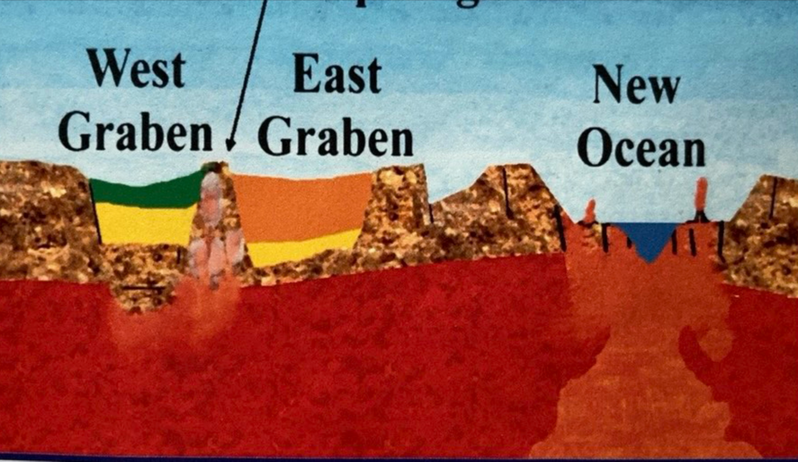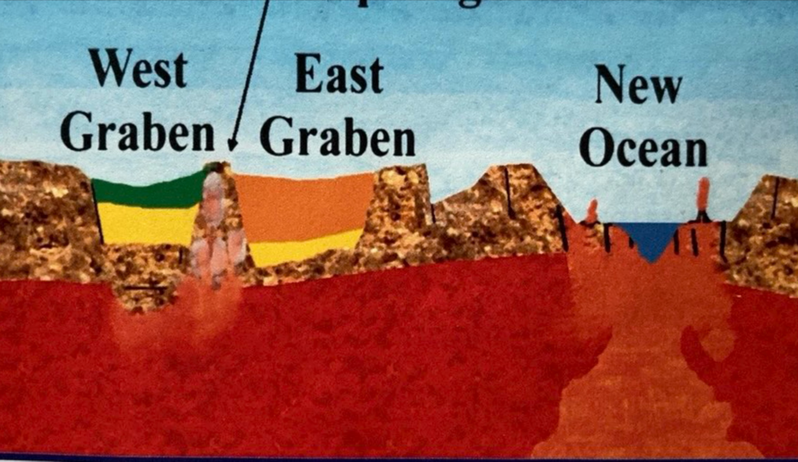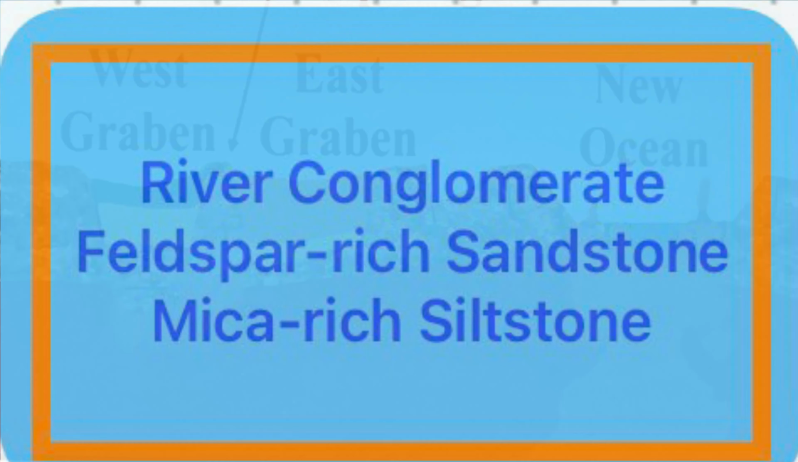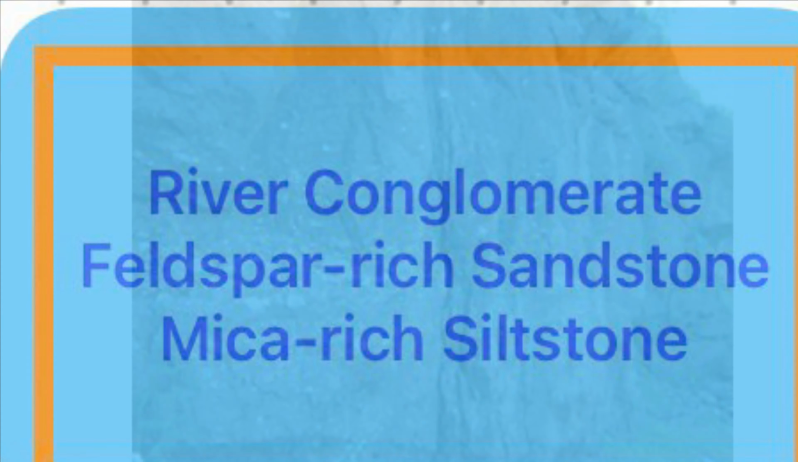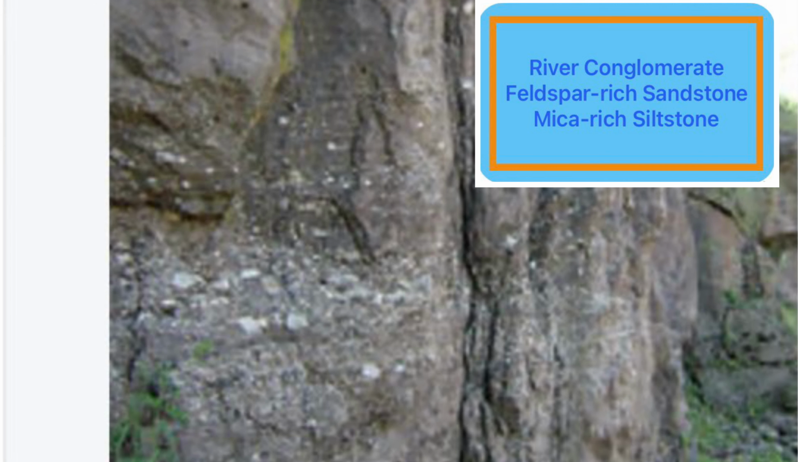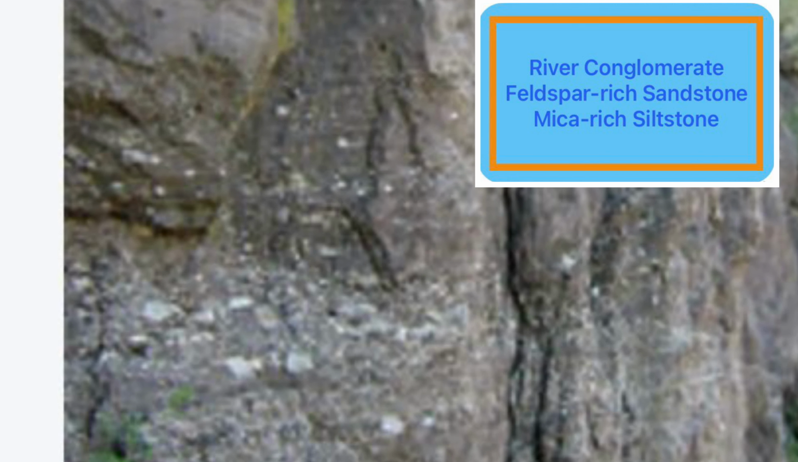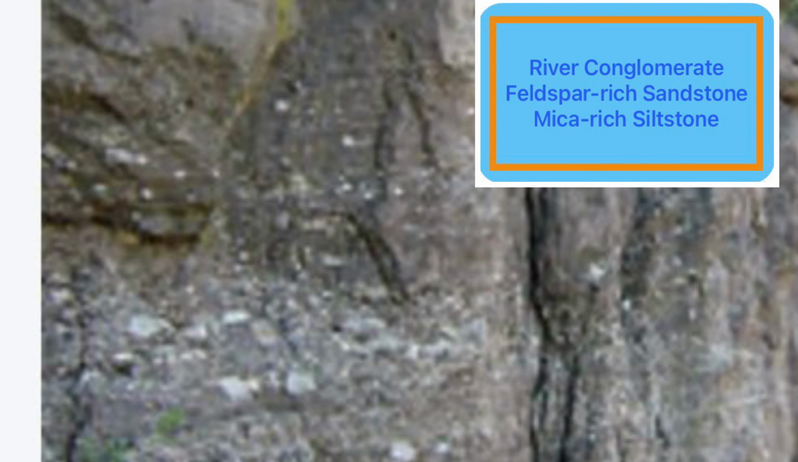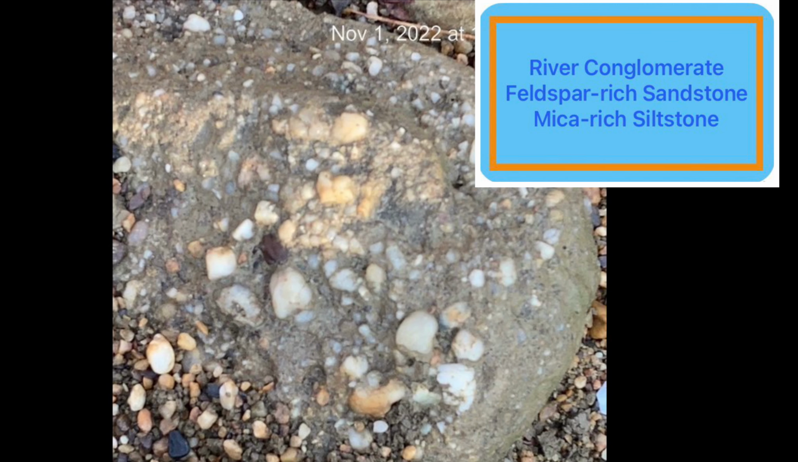So let's take a look at some of these Pangea rift basin sediments that we find in New Jersey and the blue Passaic Formation. Okay, so let's look at the river conglomerate. River conglomerate is a siltstone matrix which is embedded with hunks of quartz and feldspar.